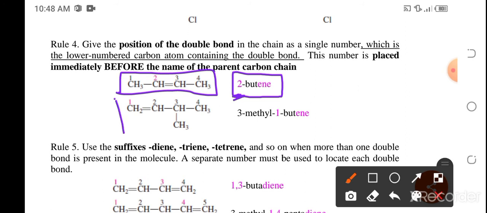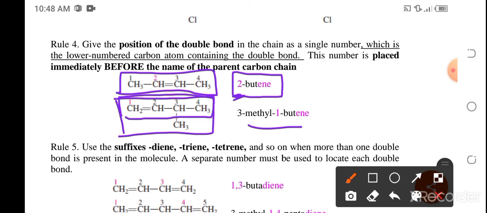So this one will be named as 3-methyl-1-butene because the parent chain has 4 carbon atoms, so that's but. There's a double bond, so we are using ene. That double bond is in between carbon 1 and 2, so we are going to get 1. So that is 1-butene. And on the third carbon of that butene, there is an attachment of methyl, so we have 3-methyl-1-butene. Still, dashes or hyphen separates word from a number.